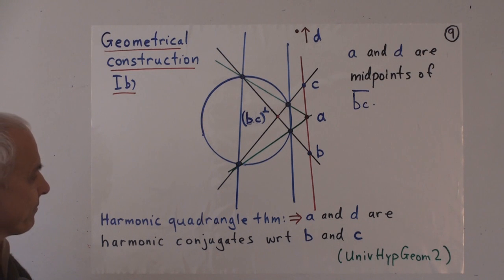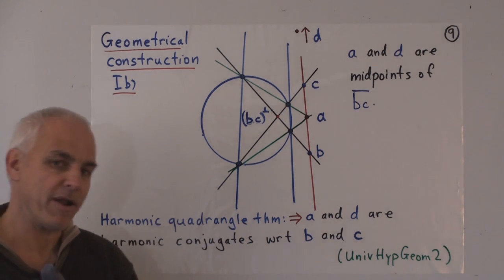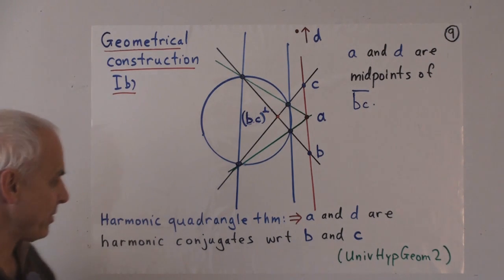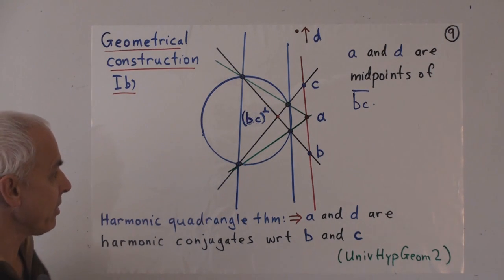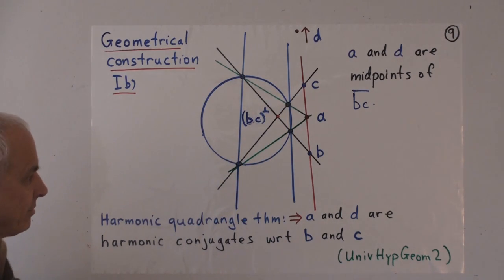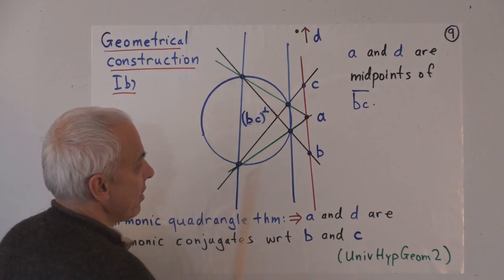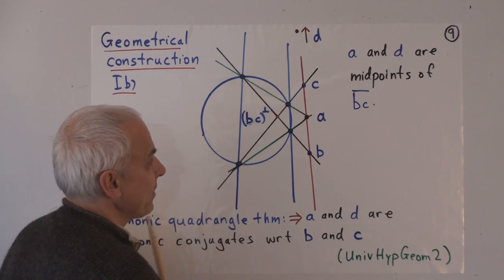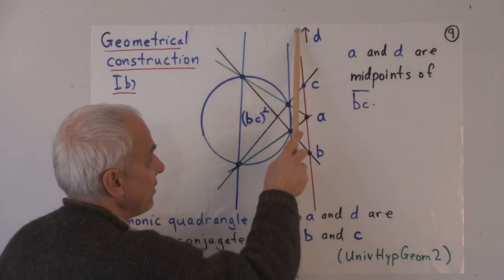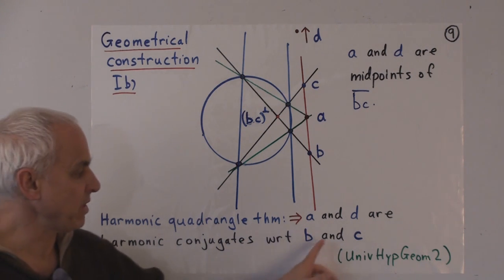Let me make a connection with a previous theorem that we talked about, the harmonic quadrangle theorem. When we were talking about harmonic conjugates, we were very interested in quadrangles. And if you look at these 4 points that we have on this line here, the original points B and C, and now these midpoints A and D, we see that A and D are in fact harmonic conjugates with respect to B and C.